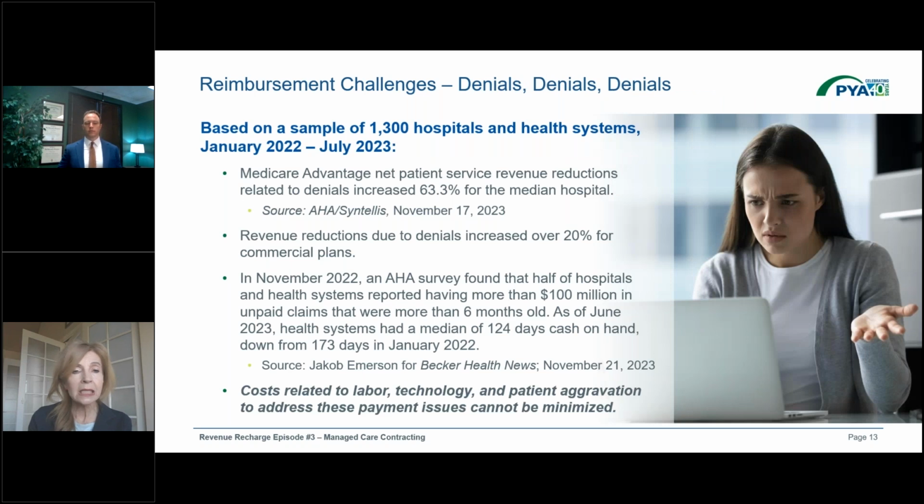Last but not least is denials. Certainly denials with Medicare Advantage and commercial plans are absolutely on the uptick.